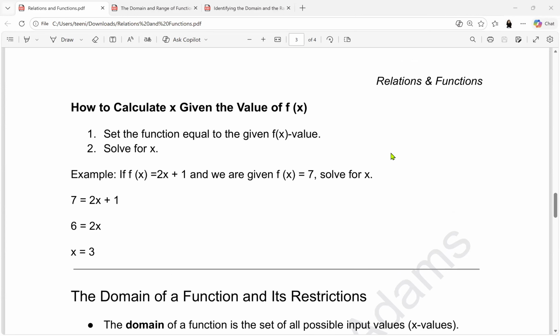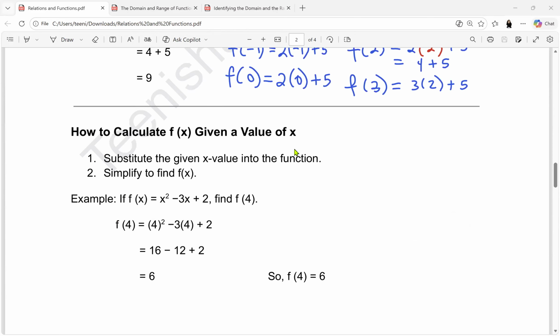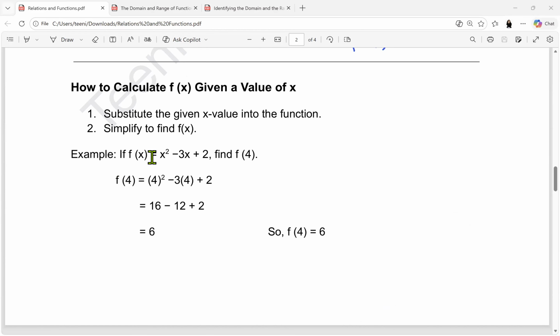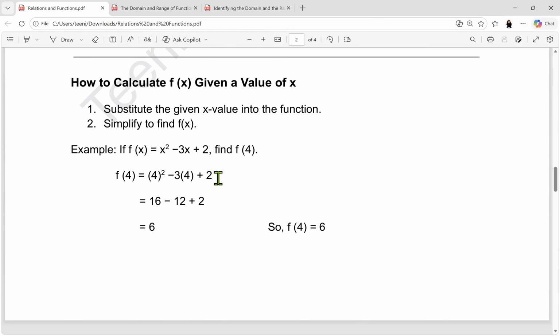Last week, we looked at how to calculate the value of a function given a value of x. For example, if f of x is x squared minus 3x plus 2, find f of 4. It just means that we want to know what would be the corresponding y for f of x when x is 4. So you substitute 4 into the expression for the function, replacing x with 4. So it's substitution, right? We did that last week.